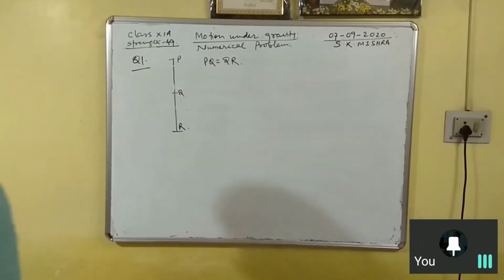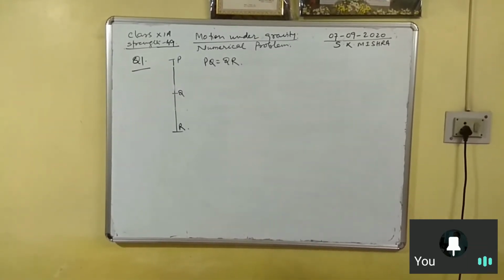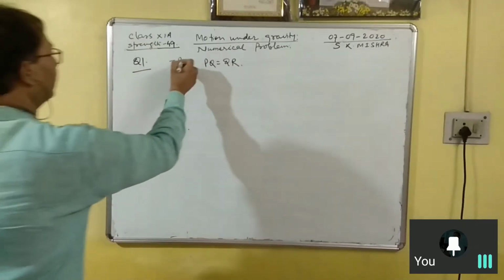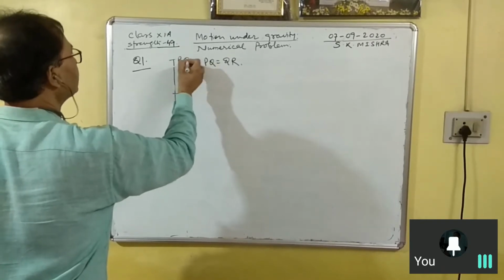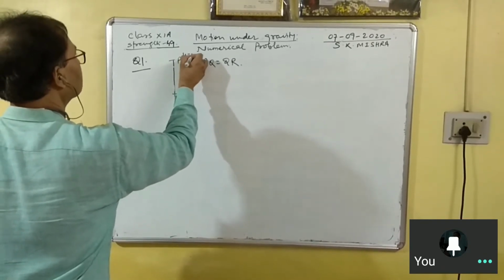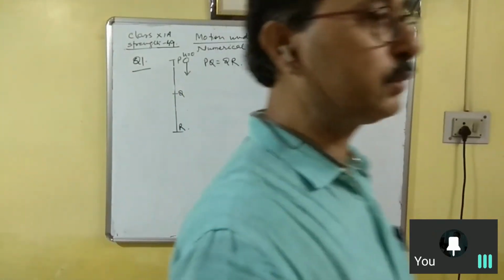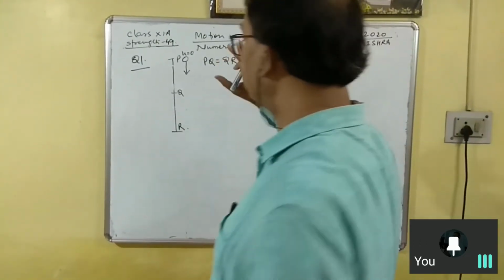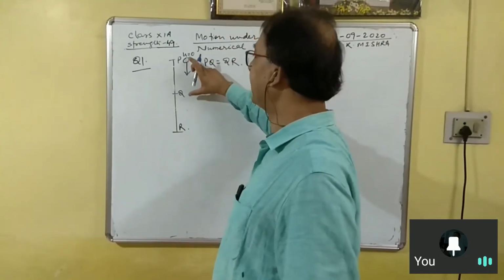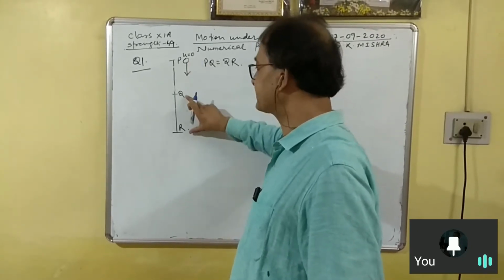This is the scenario. A ball at P is allowed to fall freely. What is the ratio of the times of descent? Now you are allowing a ball to fall freely, I mean with u equal to 0. You have dropped a ball from P, and you have to find the ratio of the time taken by the ball to cover the distance PQ and the distance QR.